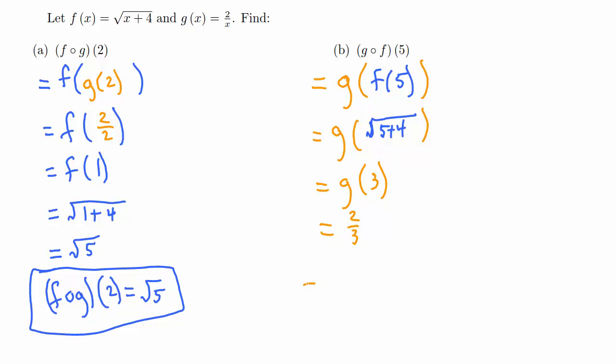So that means that we have g of f of 5 is equal to 2/3.